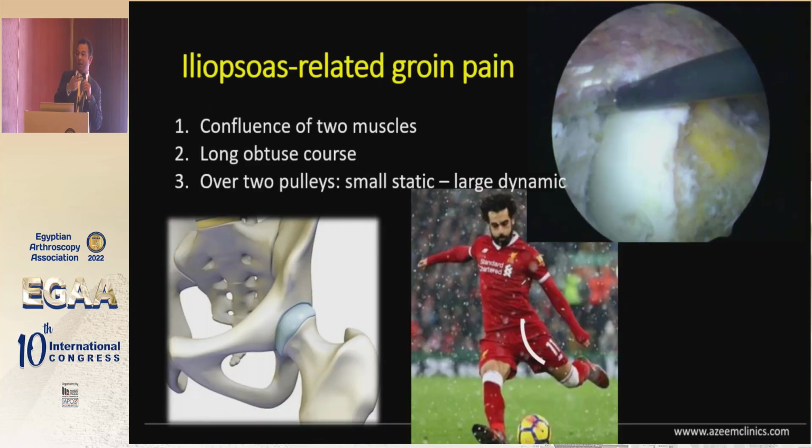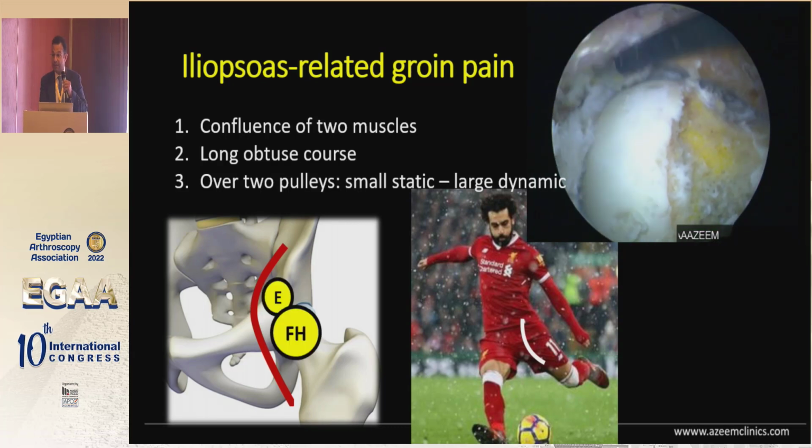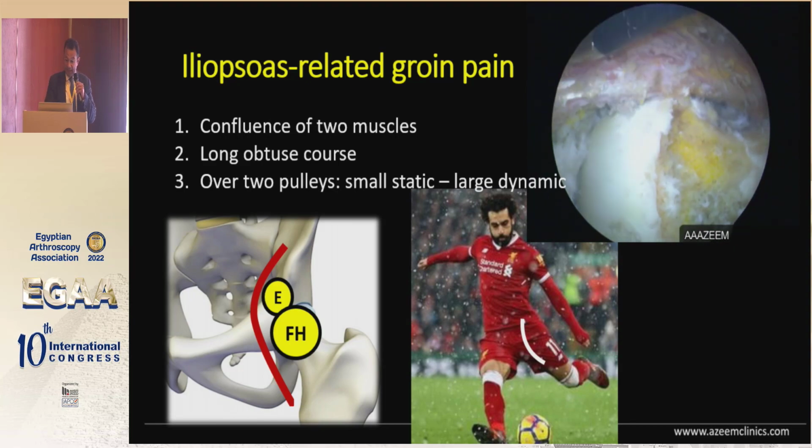Iliopsoas related pain, Dr. Manliu covered a lot of it. So the iliopsoas muscle is a special muscle with a special configuration. It's a confluence of two muscles. It has a long obtuse curve, so it's not straight. It comes from the iliac fossa down to the lesser trochanter with an obtuse course, and it's hinged on two pulleys, a static pulley and a dynamic pulley.